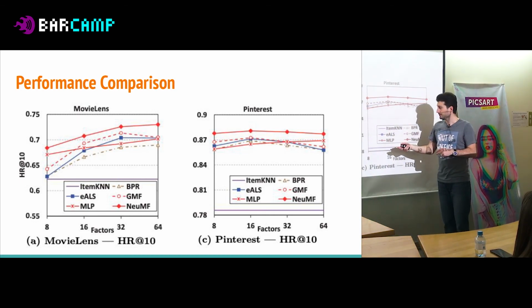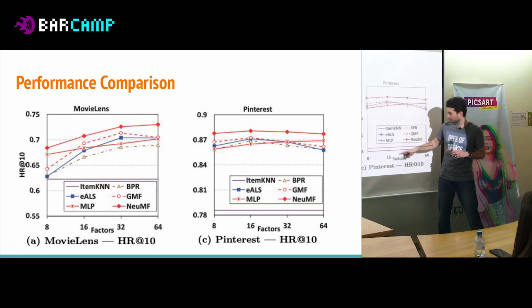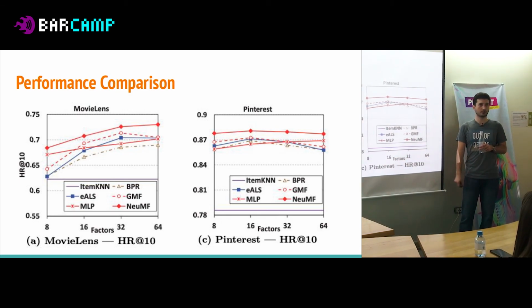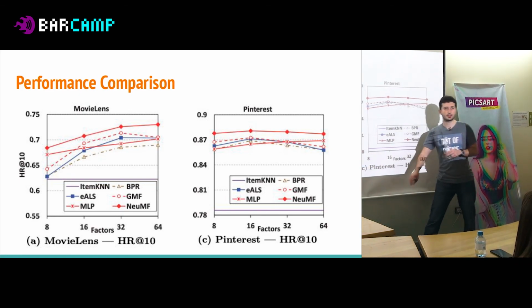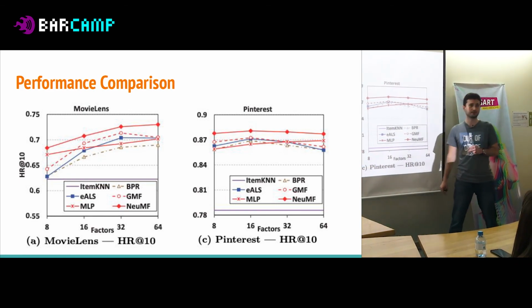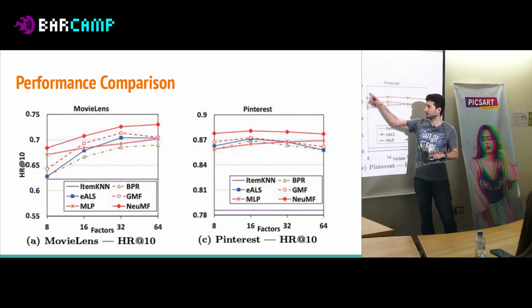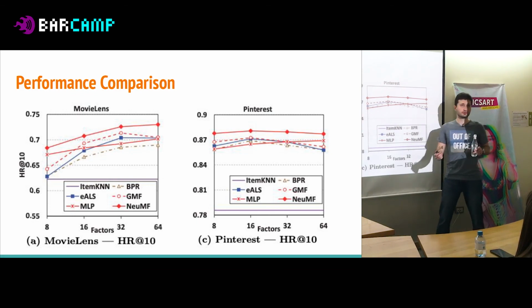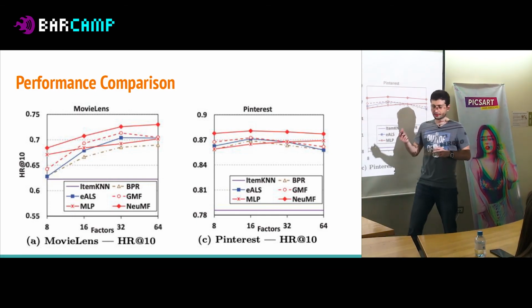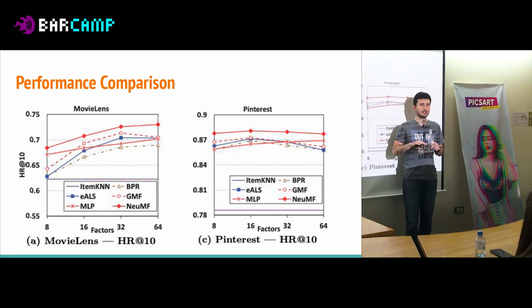What do we compare? Firstly, we compare on two famous benchmark datasets, Pinterest and MovieLens, that are widely used by the community for benchmarking different algorithms. What is the metric we compare on? The metric is hits ratio. So hits ratio is a quite basic metric.